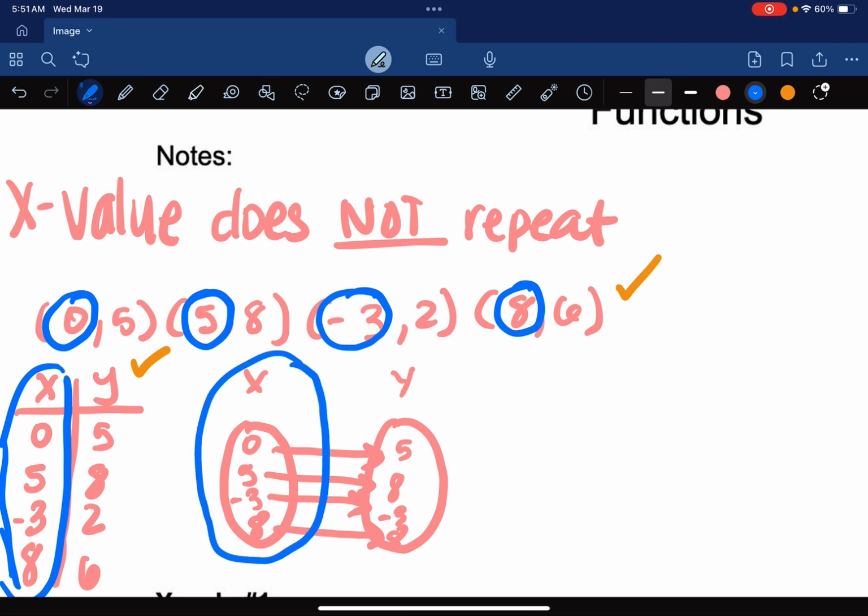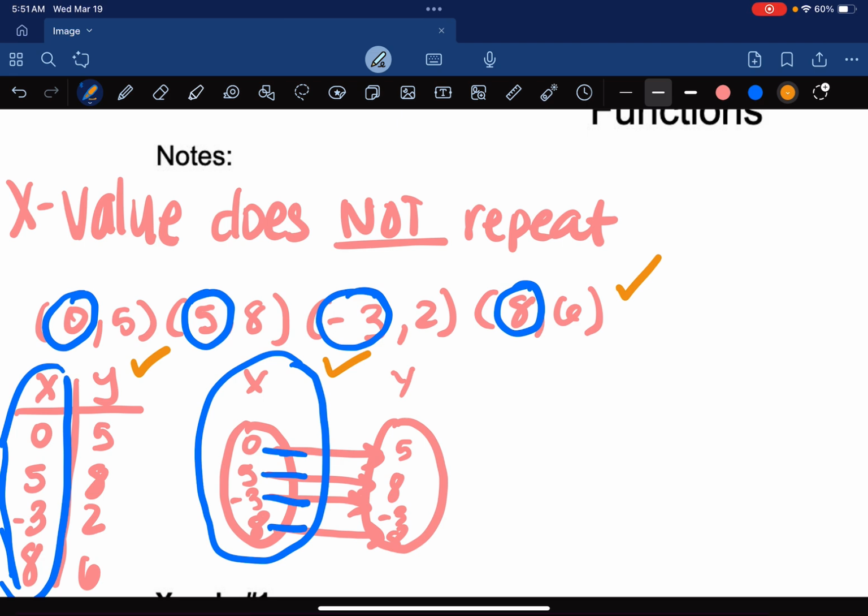And we're looking to see that each number only has one line. 0 has one line, and 5 has one line, -3 has one line, and 8 has one line. So that tells me that this is a function. If any of these numbers were to have more than one line connected to it, then that would not represent a function. That would mean that your x is repeating itself.